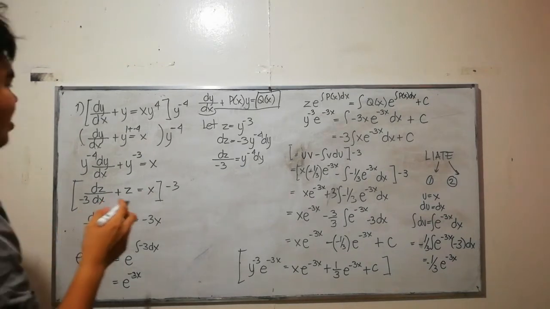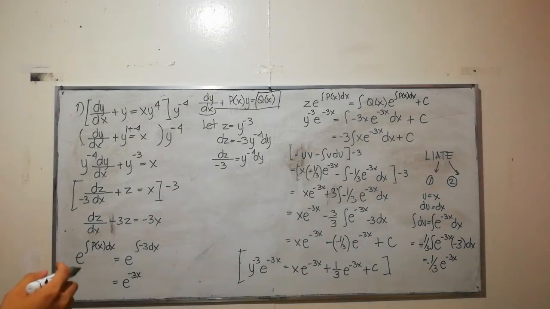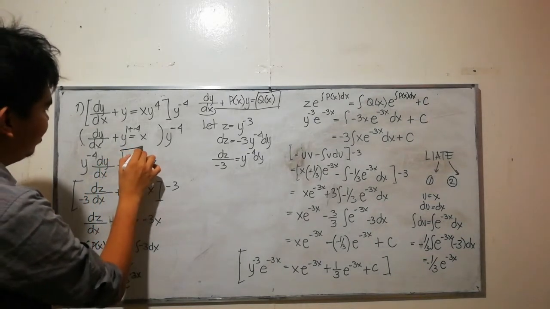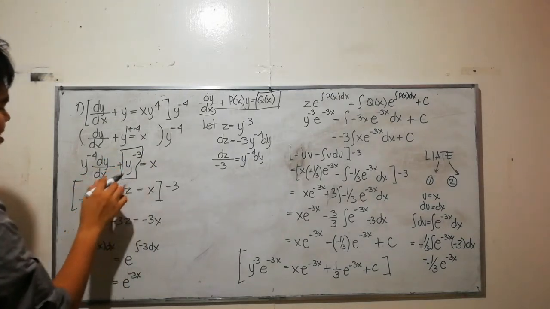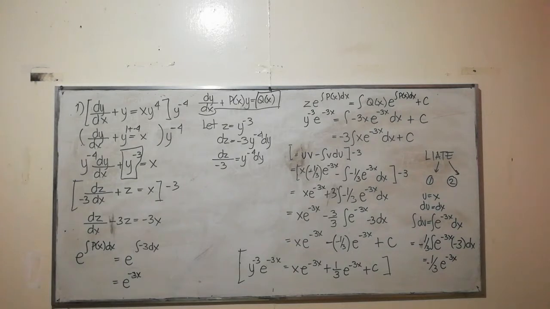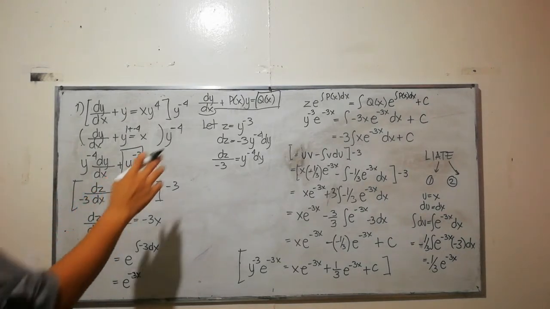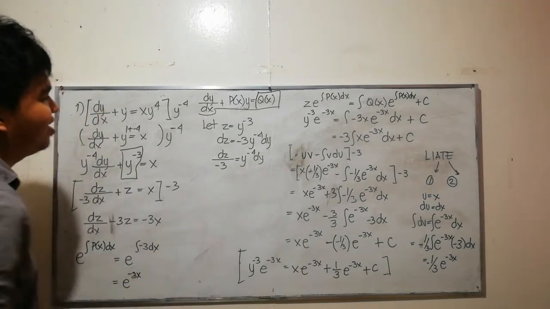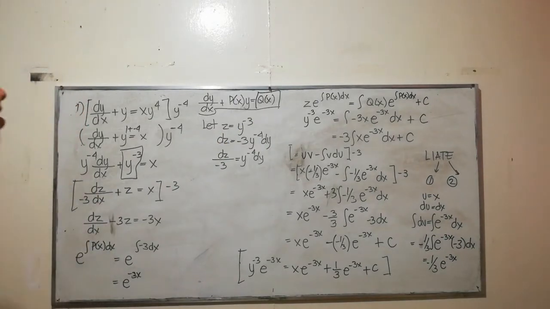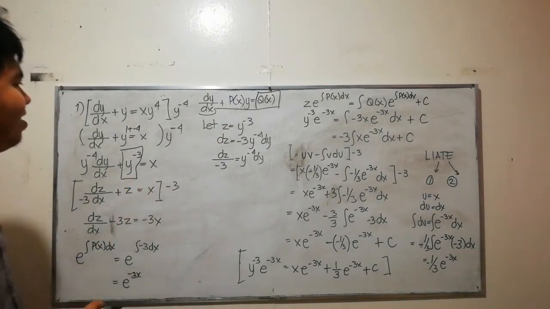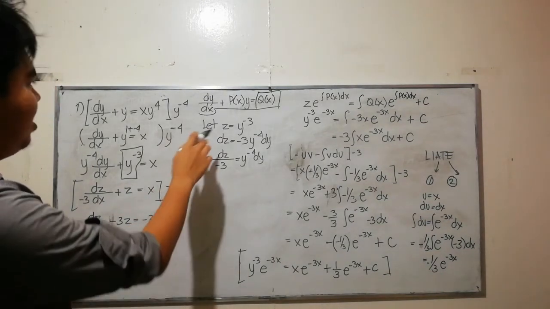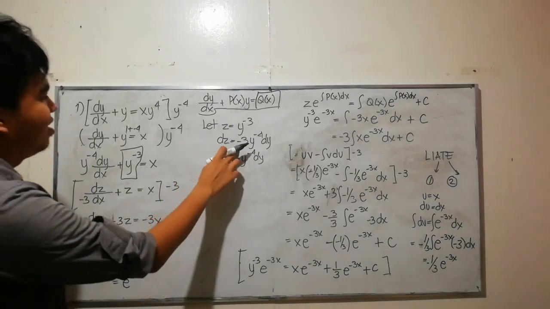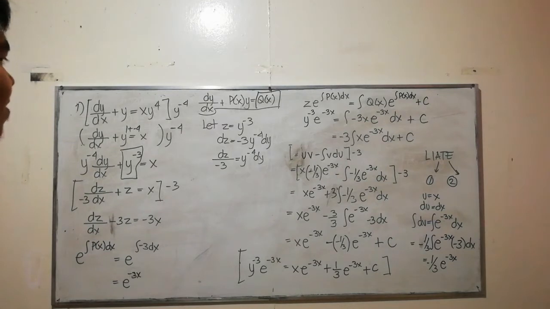As I discussed in the introduction, in Bernoulli we use the Z substitution. So what is Z? Z is this one, y raised to negative 3, or y raised to negative n, with no numerical coefficient. So if Z is equal to y raised to negative 3, the derivative of Z is equal to negative 3 y raised to negative 4 dy.